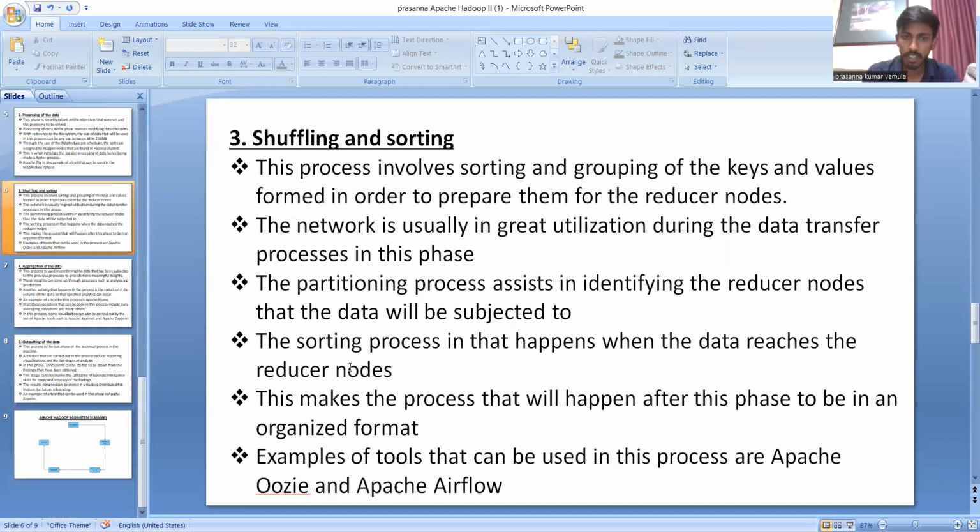And shuffling and sorting. Now we reach the shuffling and sorting phase. The process involves preparing data for reducer nodes by sorting and grouping keys and values. Data transfer is intensified during this stage. Partitioning helps identify the appropriate reducer nodes, while sorting at the reducer nodes facilitates organization and efficient data processing. Apache Oozie and Apache Airflow play vital roles in managing data flow and task coordination during this phase.